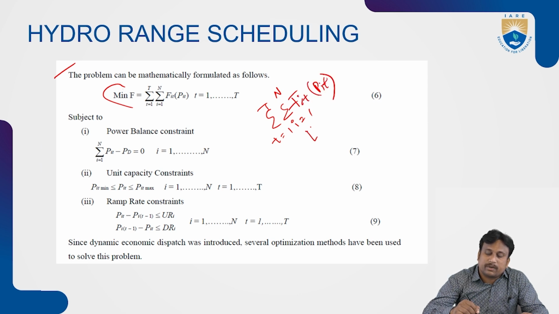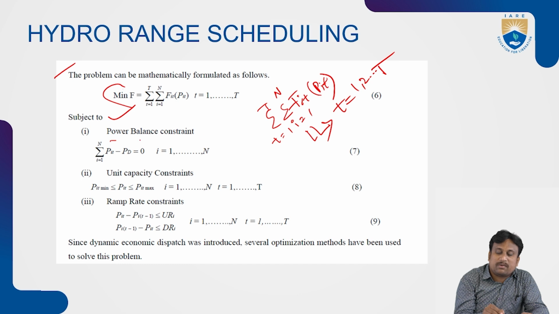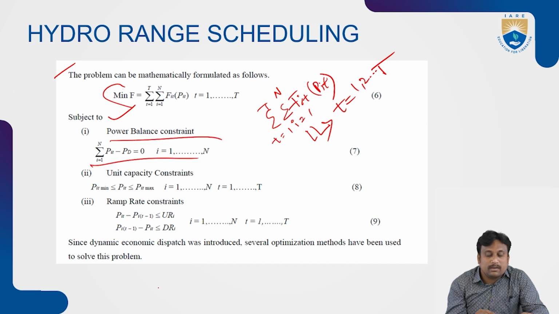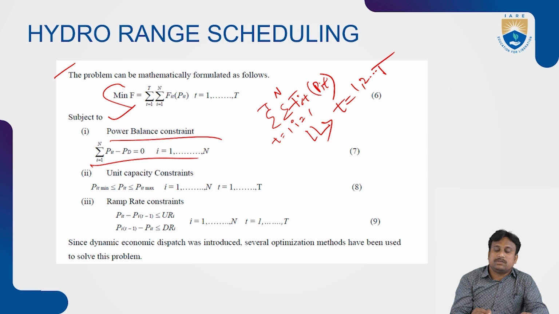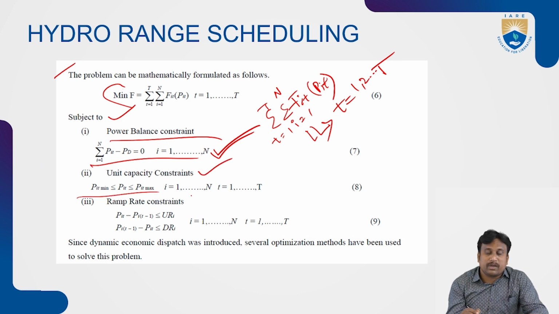So this is going to take place in between the time periods 1, 2, 3 up to so on capital T, which is subjected to the power balance constraint, that is summation i equals 1 to n P_iT minus P_D equals 0, where i equals 1, 2, 3 up to n. Unit capacity constraints are also considered, that is P_iT minimum less than or equal to P_iT less than or equal to P_iT max.